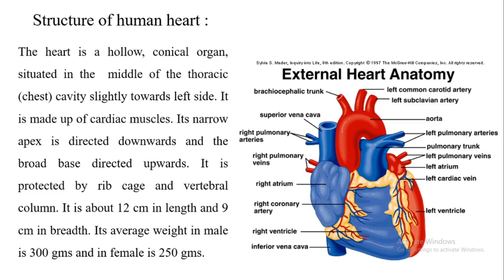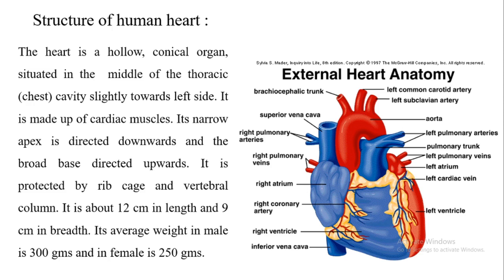Now heart, it is a hollow and conical organ which is situated in the middle of thoracic cavity, slightly located towards the left side. So it is located in the middle of thoracic cavity, which is called mediastinum, and in that mediastinum cavity this heart is located. It is made up of cardiac muscle. So heart is a muscular organ which is made up of cardiac muscle.